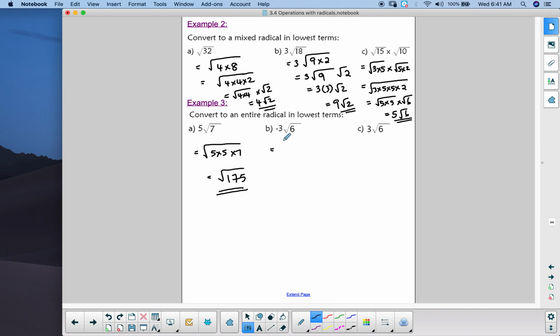Similarly here, you have negative 3 times square root of 6. So leave the negative there and bring the 3 into the brackets as the square root of 3 times 3, which is 3, times the square root of 6. So that's negative of 54. And here, bring the 3 under the radical, so it's 3 times 3 times 6. So it becomes square root of 54.